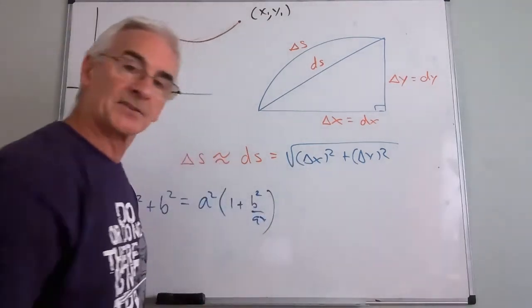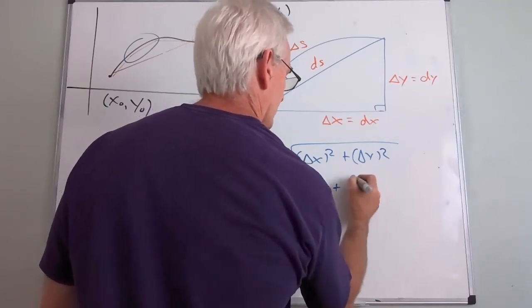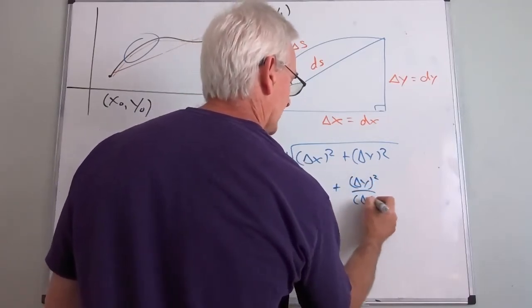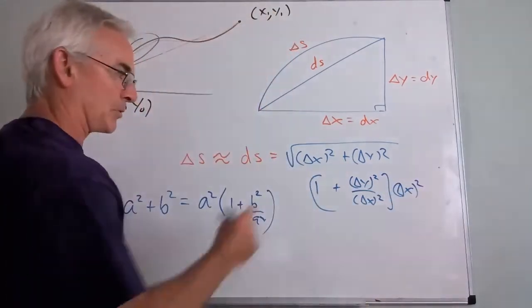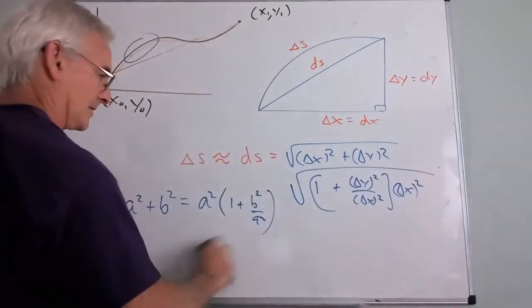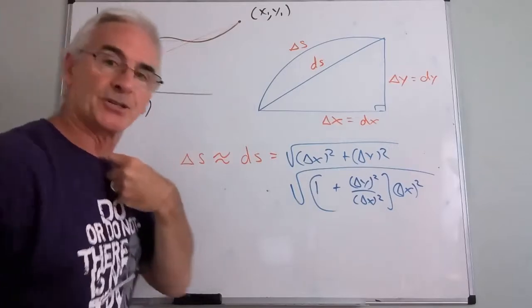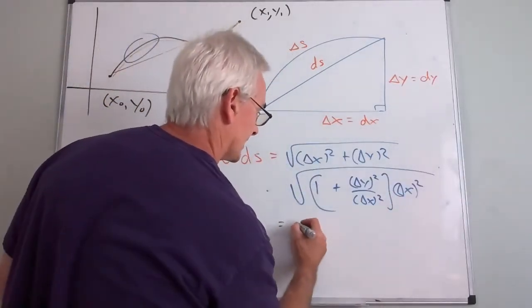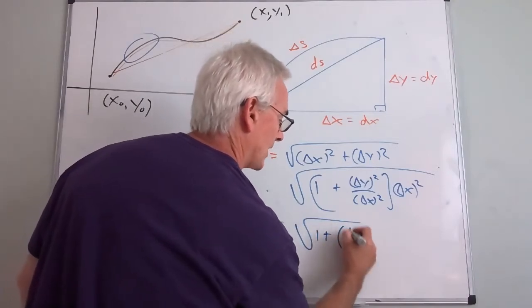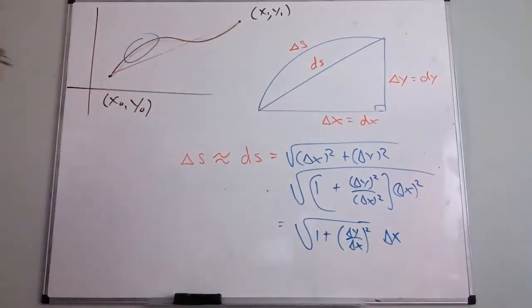I want to factor out a delta x squared. So that means I want to have 1 plus delta y squared over delta x squared, all times delta x squared, and it's all under a square root, isn't it? And since the change in y can be negative as I go up and down, but the change in x is always positive because I'm moving left to right, I can pull this out and write this as the square root of 1 plus the square of delta y over delta x, all times delta x. Okay, you with me?